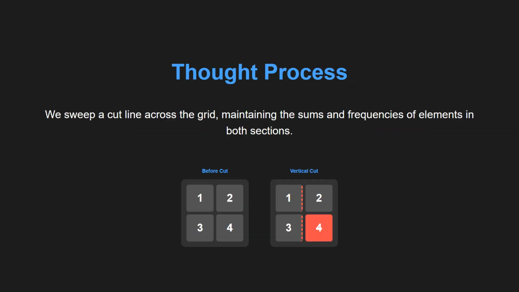Let's discuss our thought process. We need to check all possible horizontal and vertical cuts. A naive approach is too slow. Instead, we can sweep a cut line across the grid. As we move the cut, we maintain the sums of both sections and use frequency arrays to track the values present in each section. If the sums differ by d, we just need to check if a valid removable cell with value d exists in the larger section.